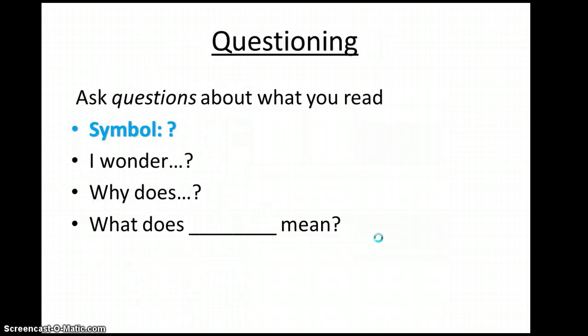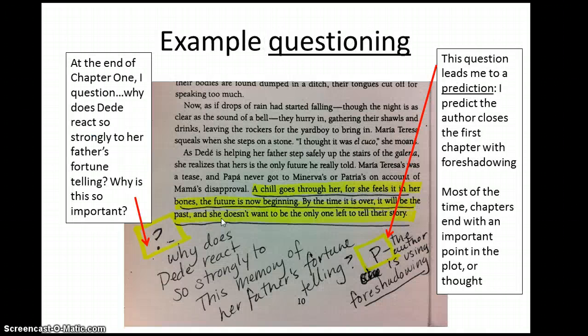The next one is questioning, asking questions about what you read. This is very important because you can take note of your progress of understanding throughout the book and ask questions that you can then bring up in class later and ask your teacher or your classmates for clarification. The symbol for questioning is the question mark. Some example stems are, I wonder, why does this happen, and what does this mean?